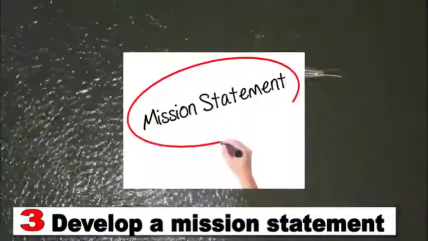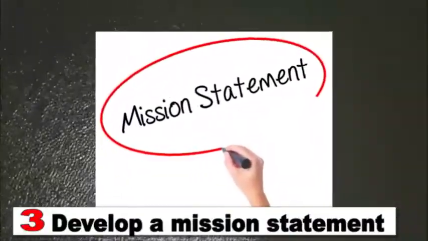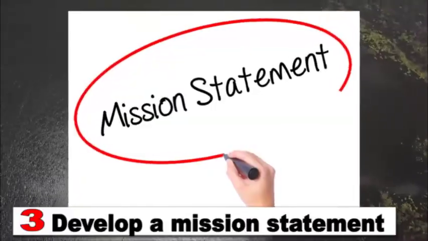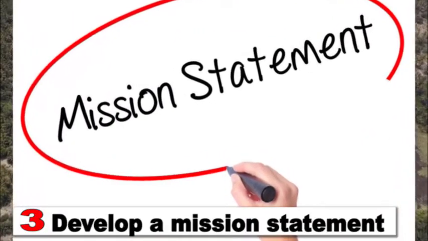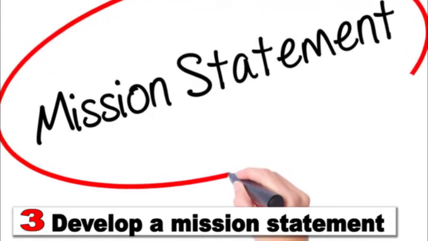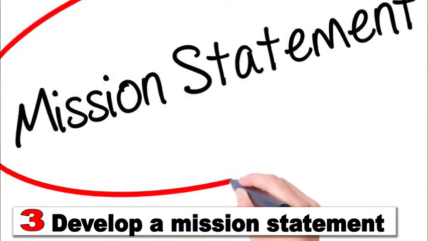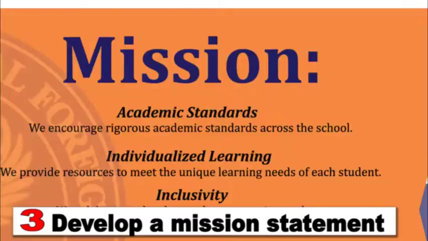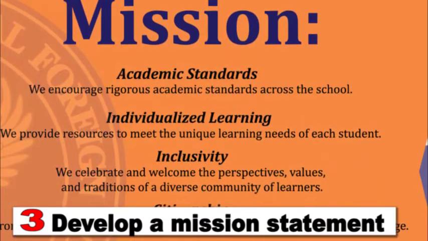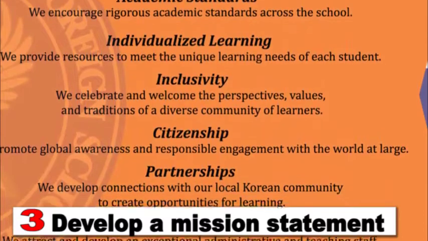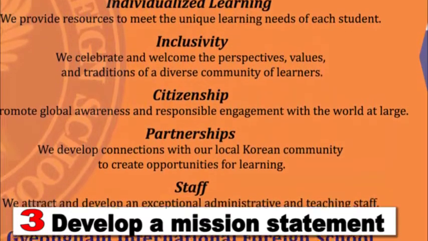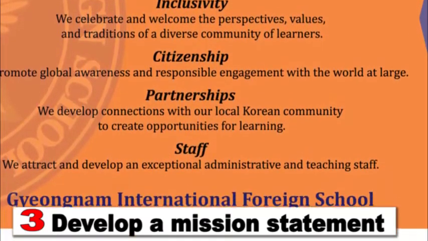Number 3, develop a mission statement. Like the vision statement, this defines the organization's purpose, but it also outlines the primary objectives. This focuses on what needs done in the short term to realize the long-term vision. So for the vision statement, you may want to answer the question, where do we want to be in 5 years? For the mission statement, you want to ask the questions, what do we do? How do we do it? Whom do we do it for? What value do we bring?